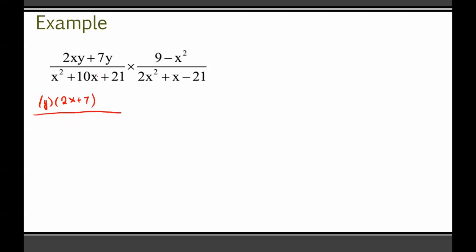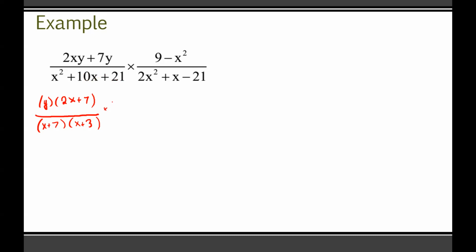Then on the bottom, this is a classic sum product rule. We're looking for two numbers with a sum of 10 and a product of 21. So a sum of 10, product of 21, that would be 7 and 3. So it's going to be x plus 7 times x plus 3. I don't need this line to be that big. Let me just go like that now.